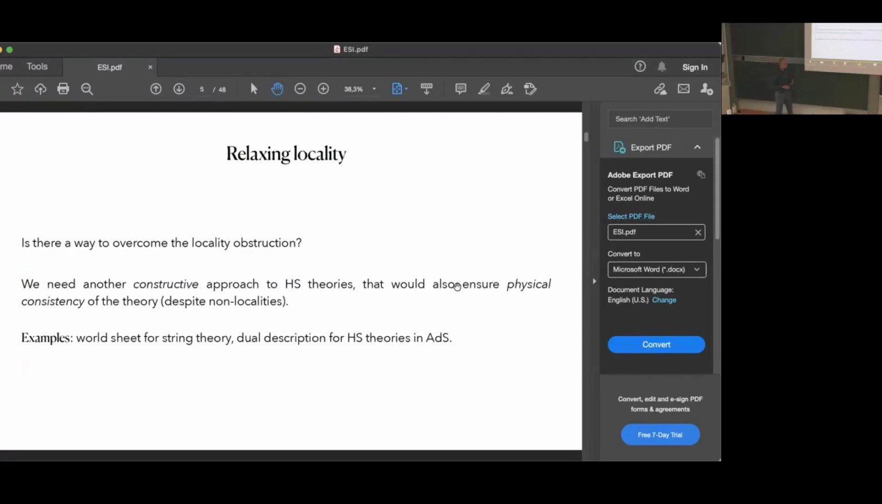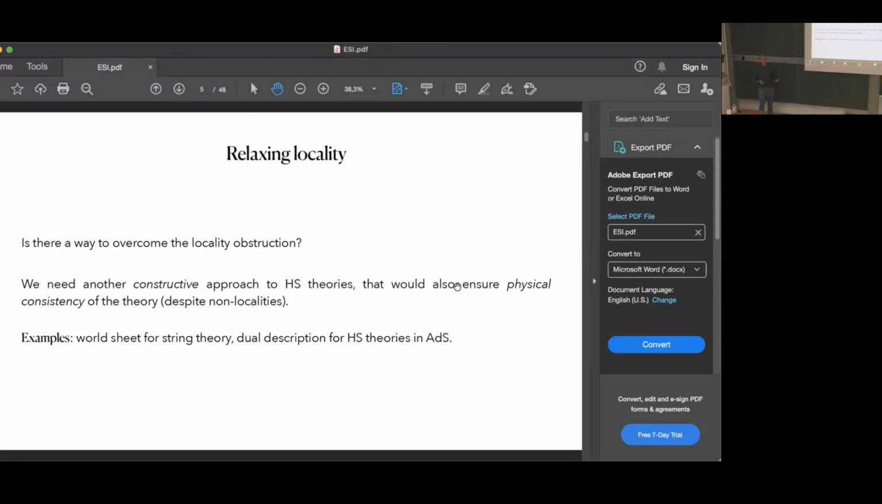So as I said, despite the fact that we need locality, it seems that it's not there in the higher spin case. So one can think about what we can do if we relax locality. Apparently we need something that would replace it in its various roles. One of these roles is that this new principle should ensure consistency. Another is that it should be somehow constructive and allow us to produce higher spin theories.